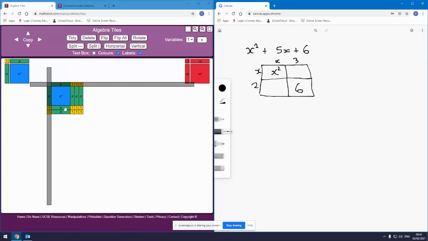And we can see in the picture that means I've used 3 x's there and 2 x's there. And that means I've got my 5x altogether.